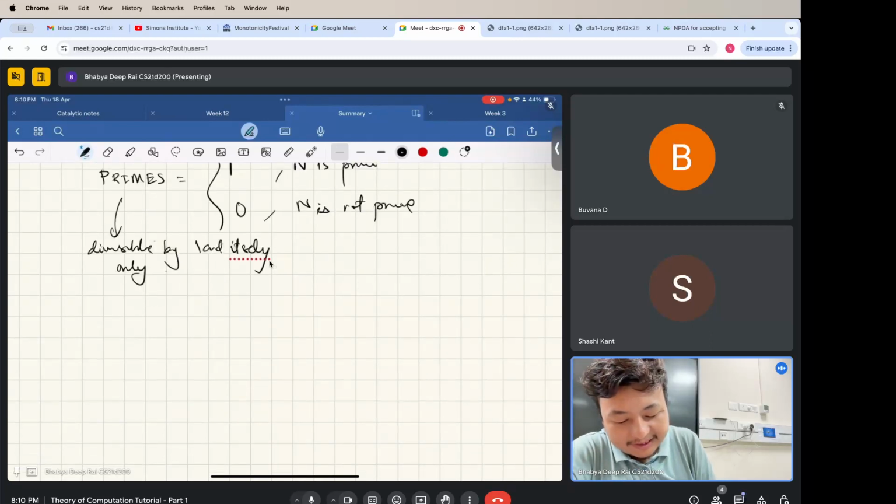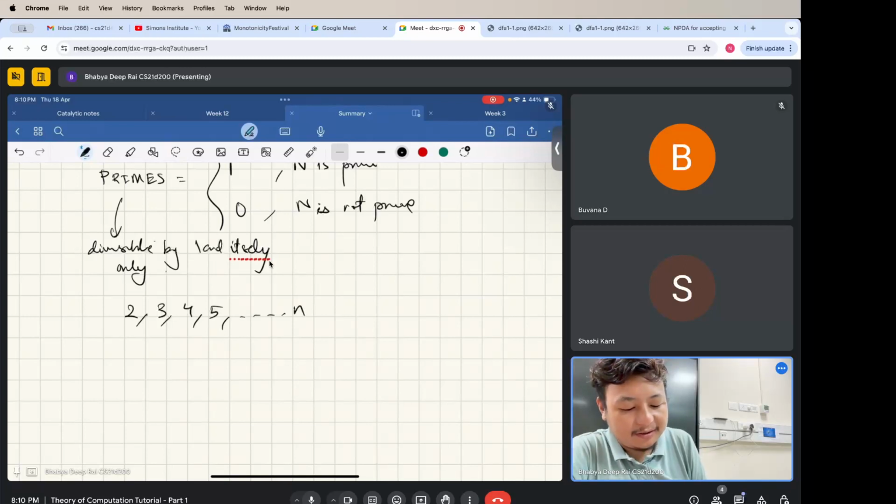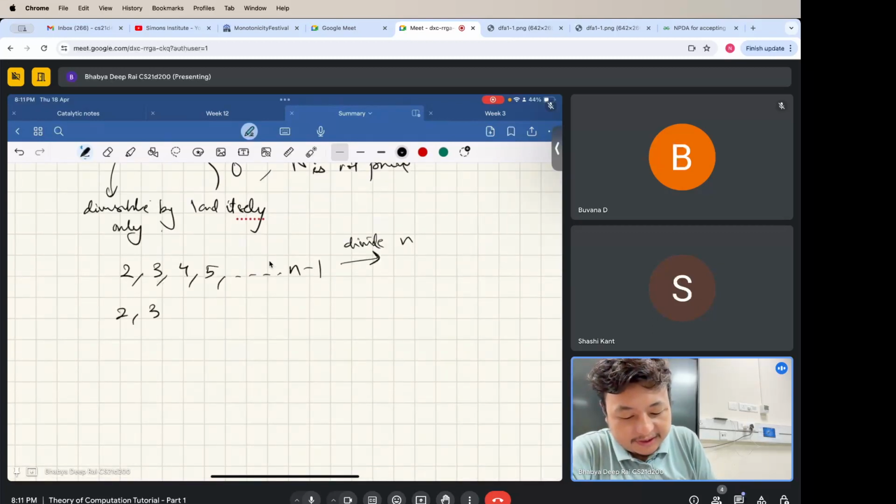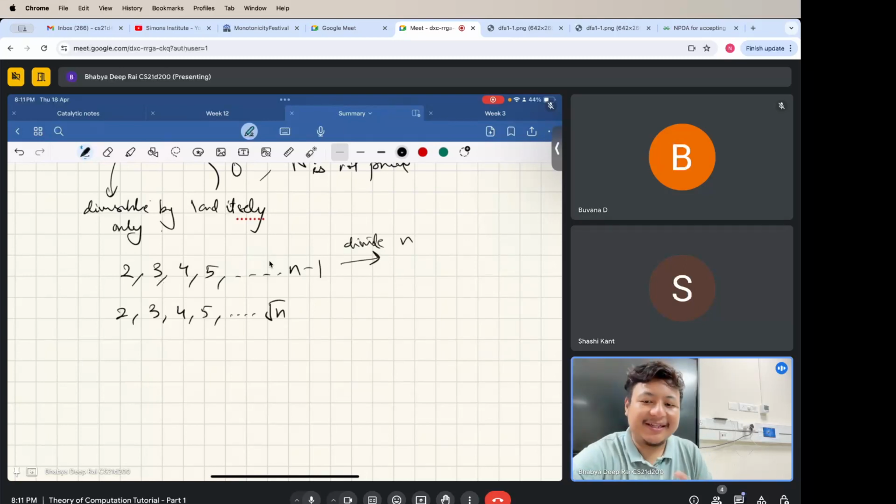One way to do this is I divide by 2, 3, 4, 5 and so on till n minus 1, and check if any of these divide n. That is what I do, and if any of these divide, then I will not accept. But what it's saying is numbers between 2 and root n. So 2, 3, 4, 5 and so on till root n. Now this is slightly more clever, right?